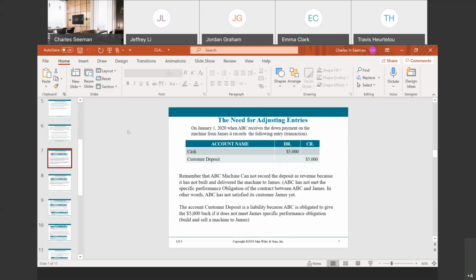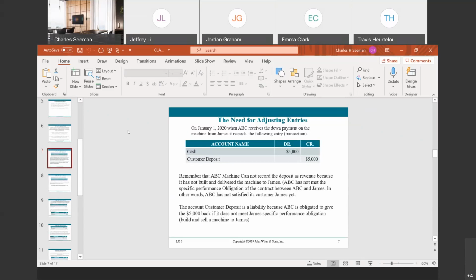So as I said, on January 1st, when I receive the money, I'm going to make this journal entry because I have a valid transaction, and every valid transaction has to be recorded in the general ledger. Again, remember that ABC Machine cannot record the deposit as revenue because it has not built and delivered the machine to James yet. ABC has not met the specific performance obligations of the contract between ABC and James. In other words, ABC has not satisfied its customer James yet. Any way you want to think about that, that's the basic concept.